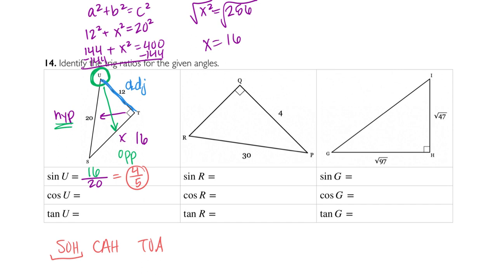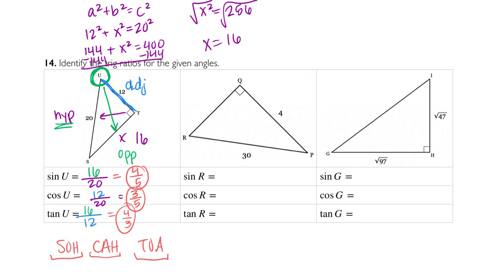Next up we have cosine. Cosine means adjacent over hypotenuse. And our adjacent was 12, and our hypotenuse was 20. And 12 over 20 will reduce to 3 over 5. And then lastly, we had tangent. Tangent is opposite over adjacent. So the opposite is still 16. The adjacent is still 12. And 16 over 12 reduces to 4 over 3. That is tangent.